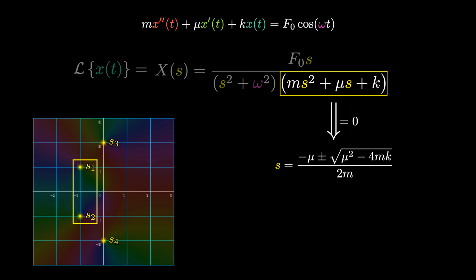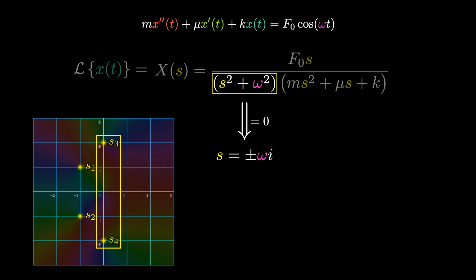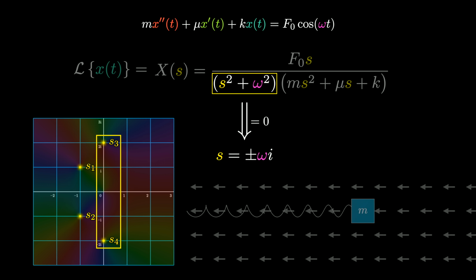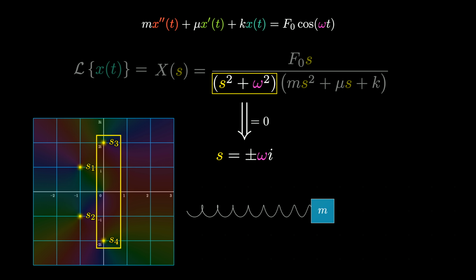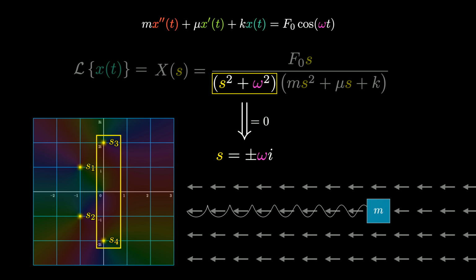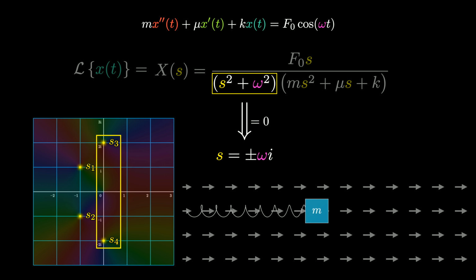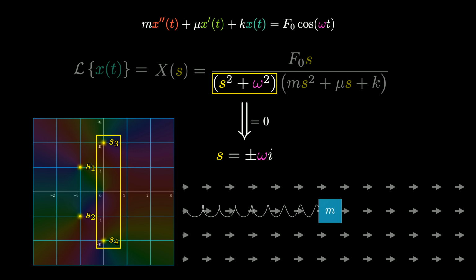The other poles of our transformed function come from the roots of this part right here, which are omega i and negative omega i, and those correspond to the cosine external force. In other words, another component of the final dynamics, really the dominant component in this case, is a tendency to oscillate in sync with that external force.